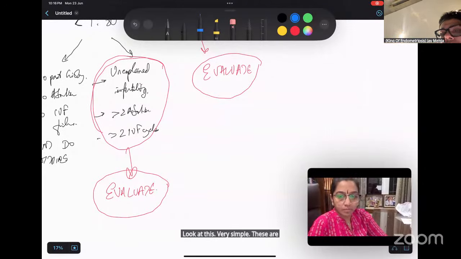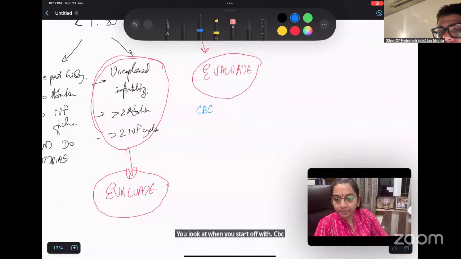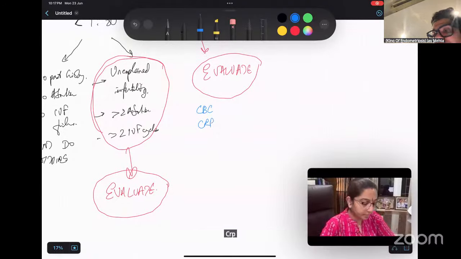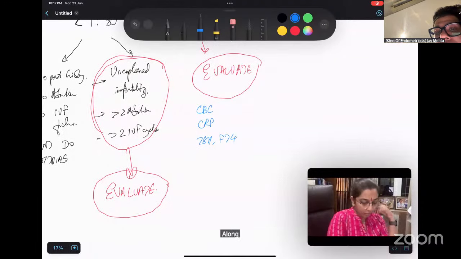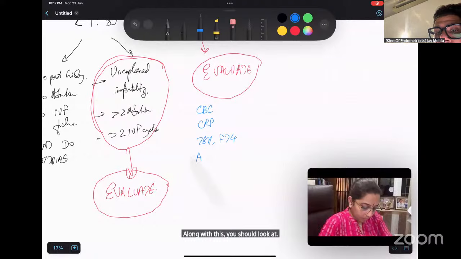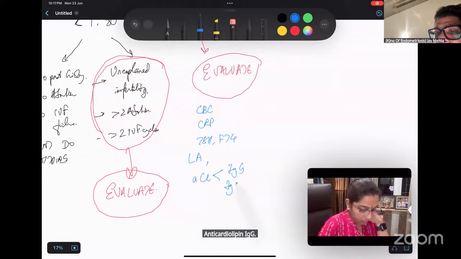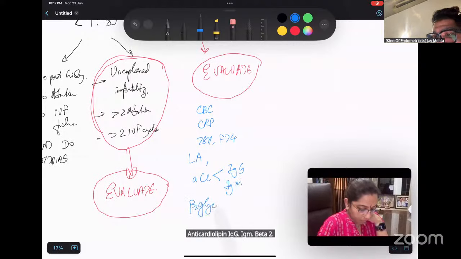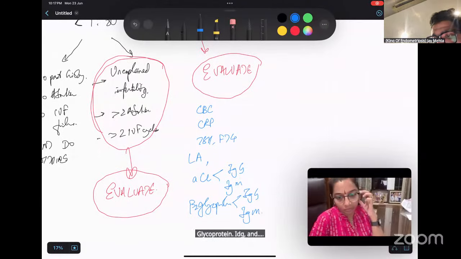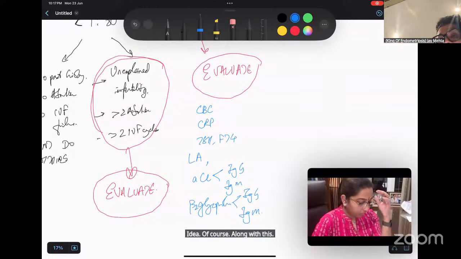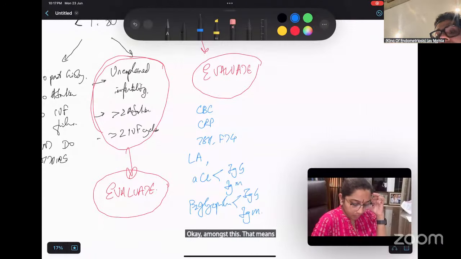These are your tests. You start off with CBC, CRP. You look at TSH and you look at free T4. Along with this, you should look at lupus anticoagulant, anticardiolipin IgG, IgM, beta 2 glycoprotein IgG, and IgM. Of course, along with this, if your primary evaluation has given rise to anything amongst this, that means you go ahead and treat.